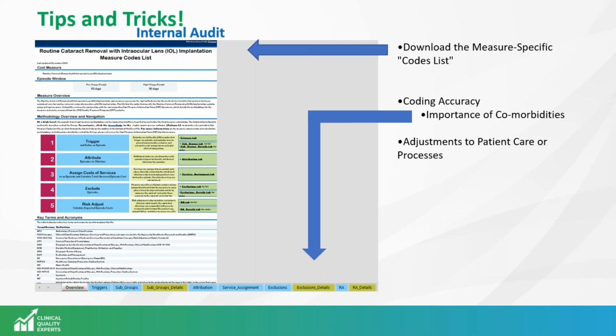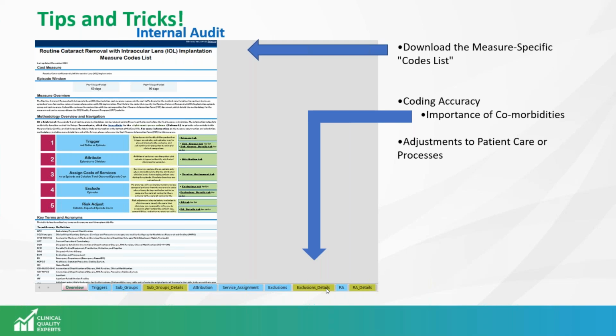Now, as you're looking at this measure list, and again, we're using the cataract episodic cost removal as the example, your coding accuracy will be discovered during this stage of the analysis. Now, using the measure-specific codes list, you can use the worksheet tabs that you'll see when you download it down at the bottom here, and you can navigate through the document using that. Now, using specifically the exclusion details tab, this little green guy right here, use this to analyze your comorbidities.